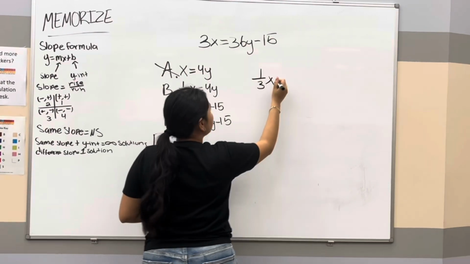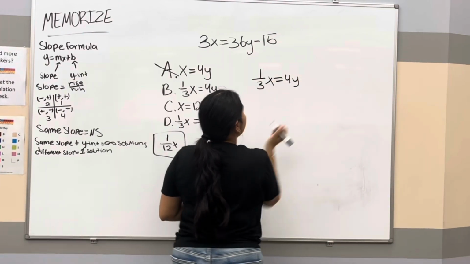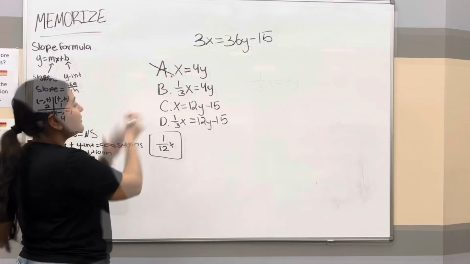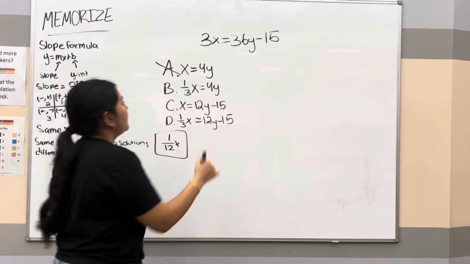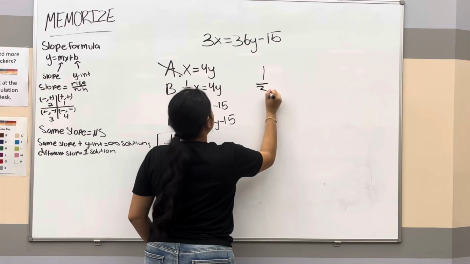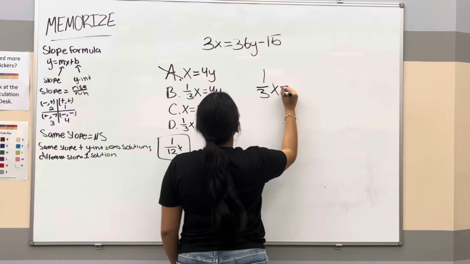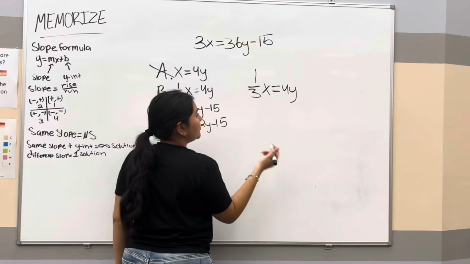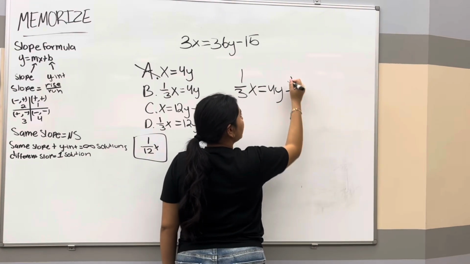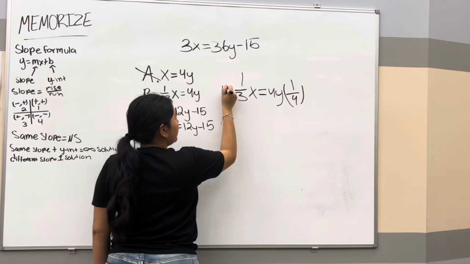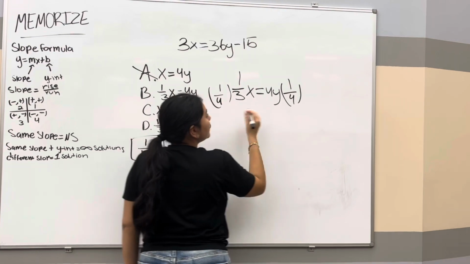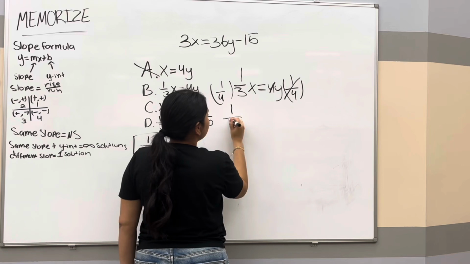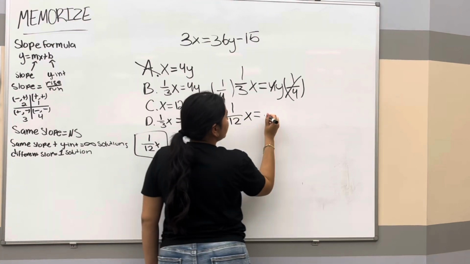1/3 x equals 4y. Since we already did the A, we're going to do B now. So 1/3 x equals 4y. We need to isolate the y, and to do that we need to multiply by 1/4. You do to one side, you have to do to the other. This crosses out. This equals 1 over 12x equals y.